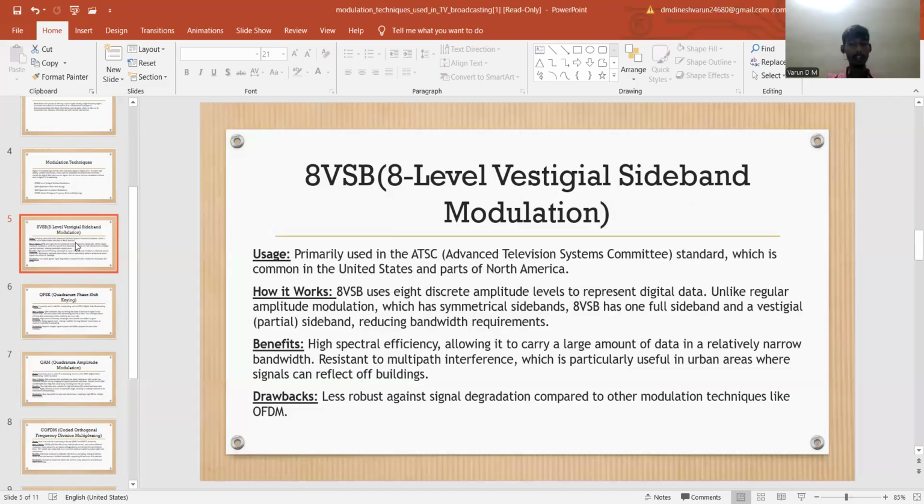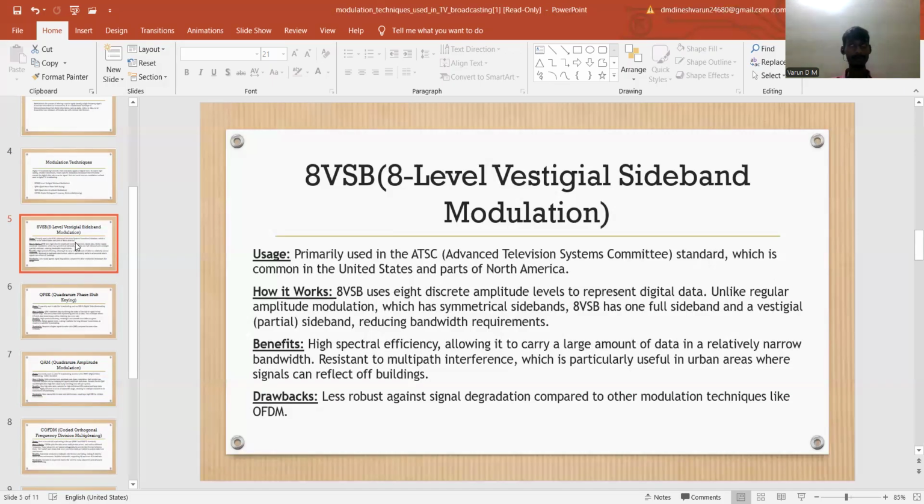How it works? 8VSB uses 8 discrete amplitude levels to represent the digital data. Unlike regular amplitude modulation, which has symmetrical sidebands, 8VSB has one full sideband and a vestigial sideband, reducing bandwidth requirements.